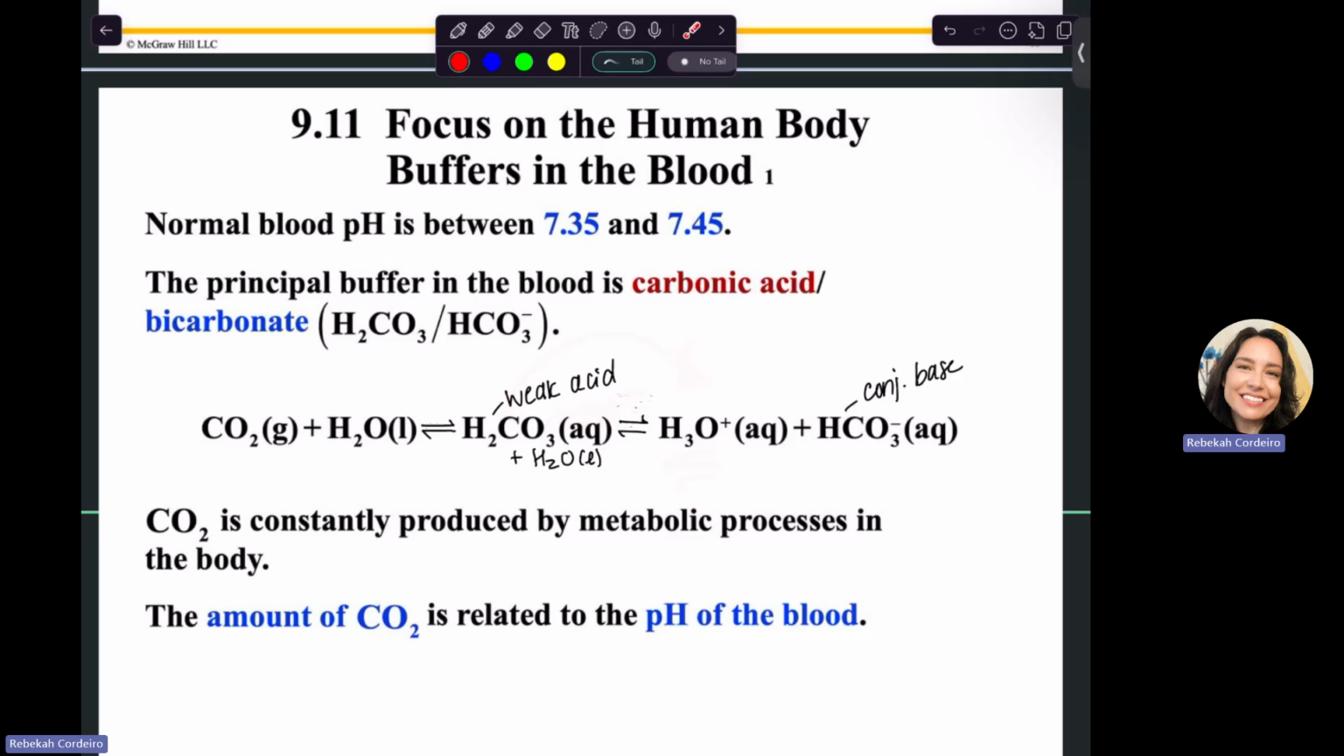And again, I'll talk about this a little bit more in class and help you with any questions you have. But basically, how do we make the carbonic acid? Well, we're constantly making CO2 in our body, right? And CO2 dissolves in water to make carbonic acid. Therefore, the amount of CO2 is related to the pH of the blood. If you hold your breath, you can change the pH of your blood by having too much CO2, or if you're hyperventilating, you can change the pH of your blood.